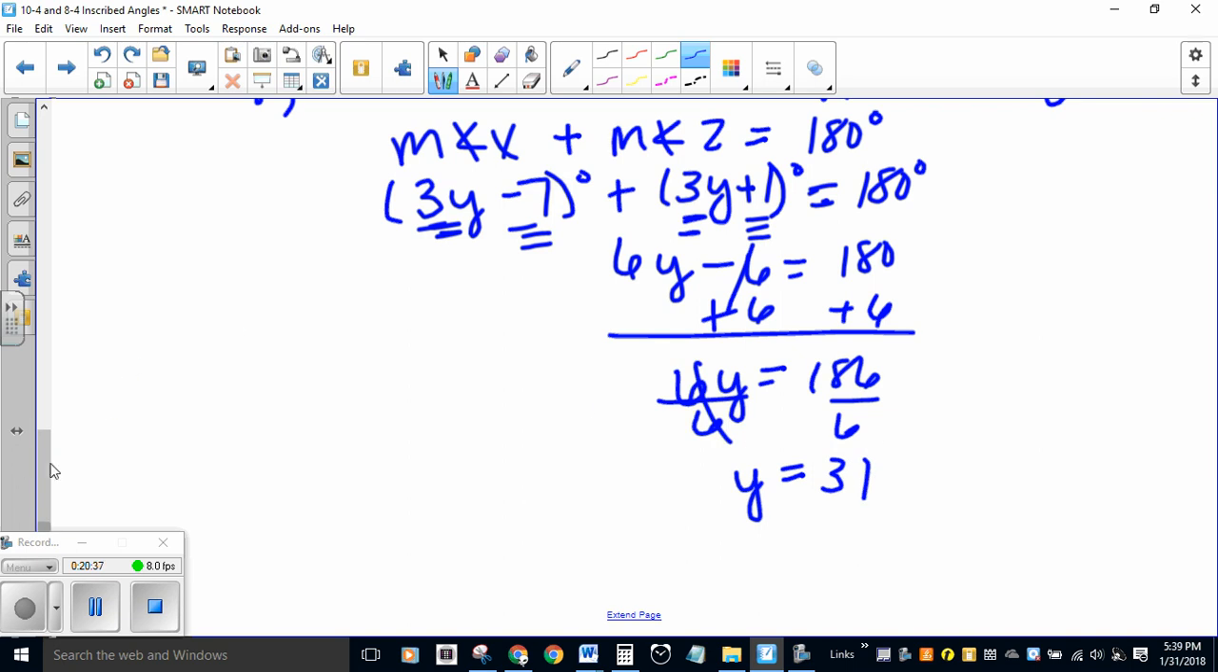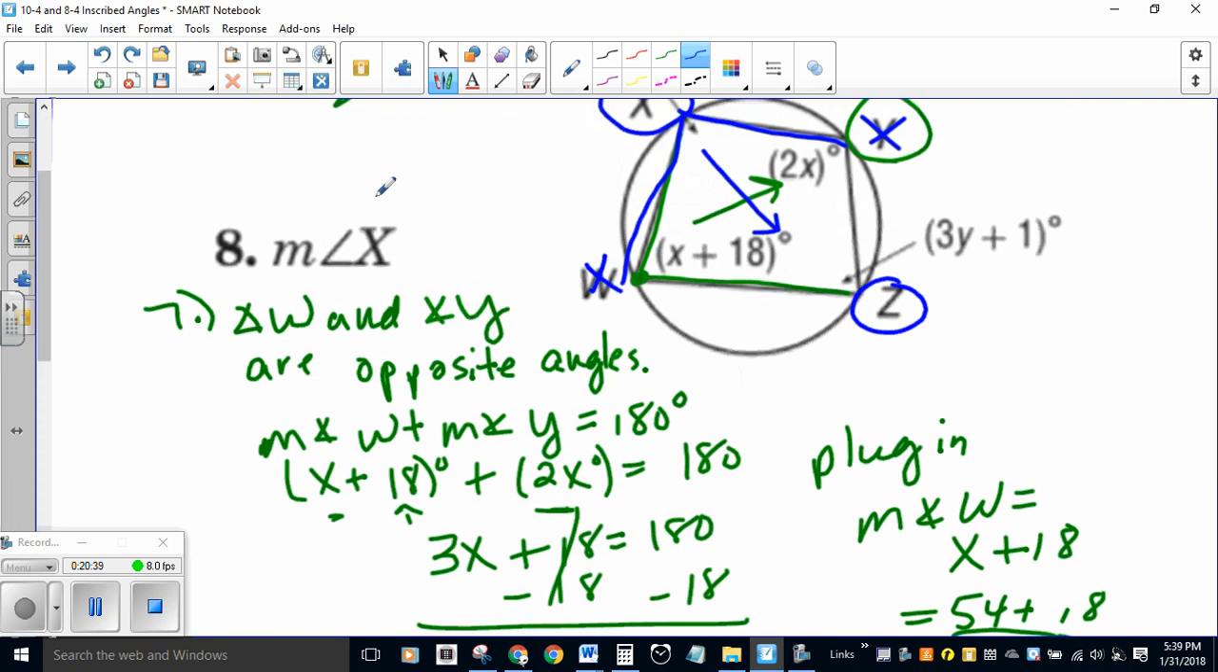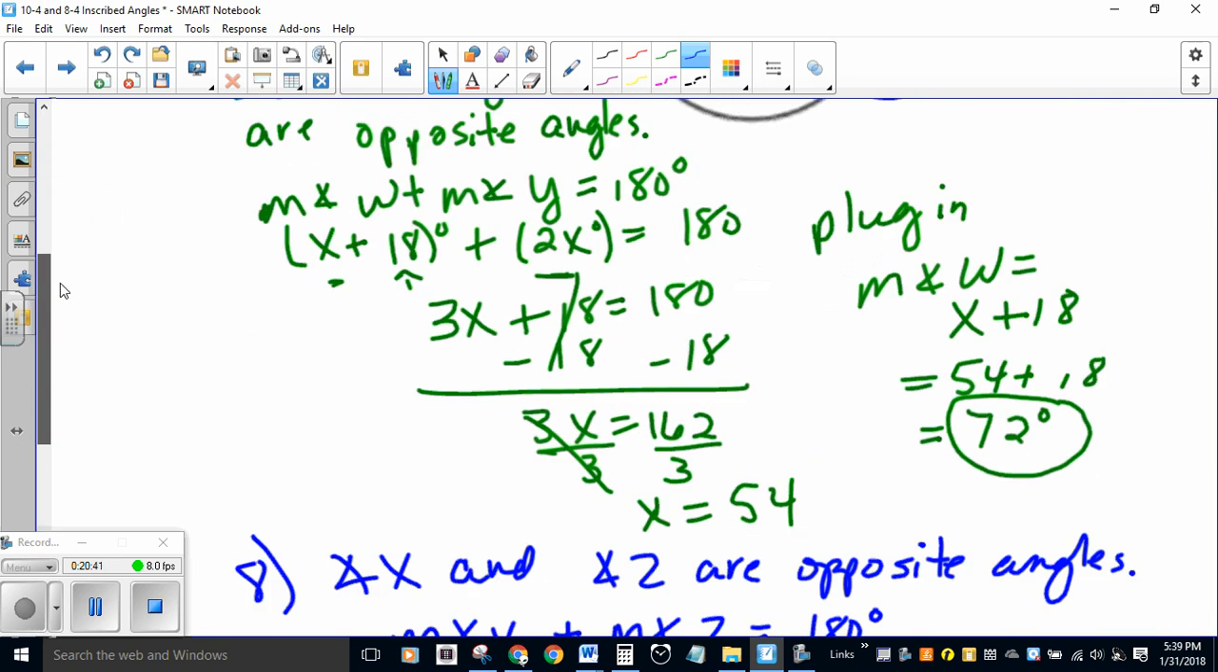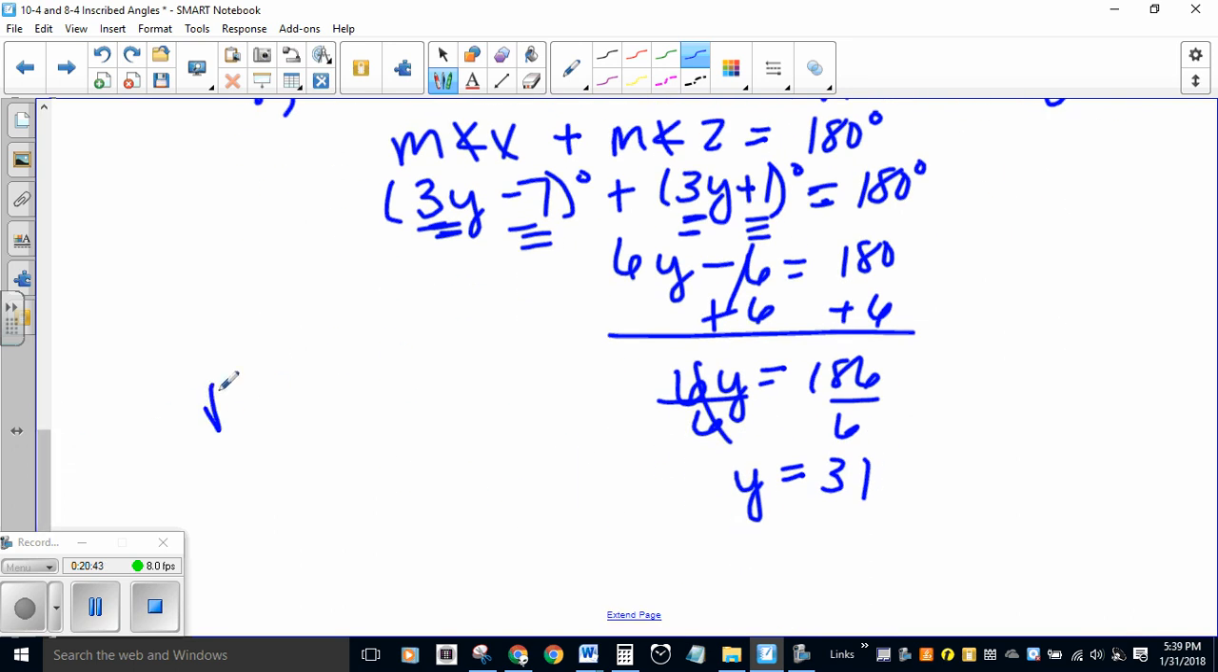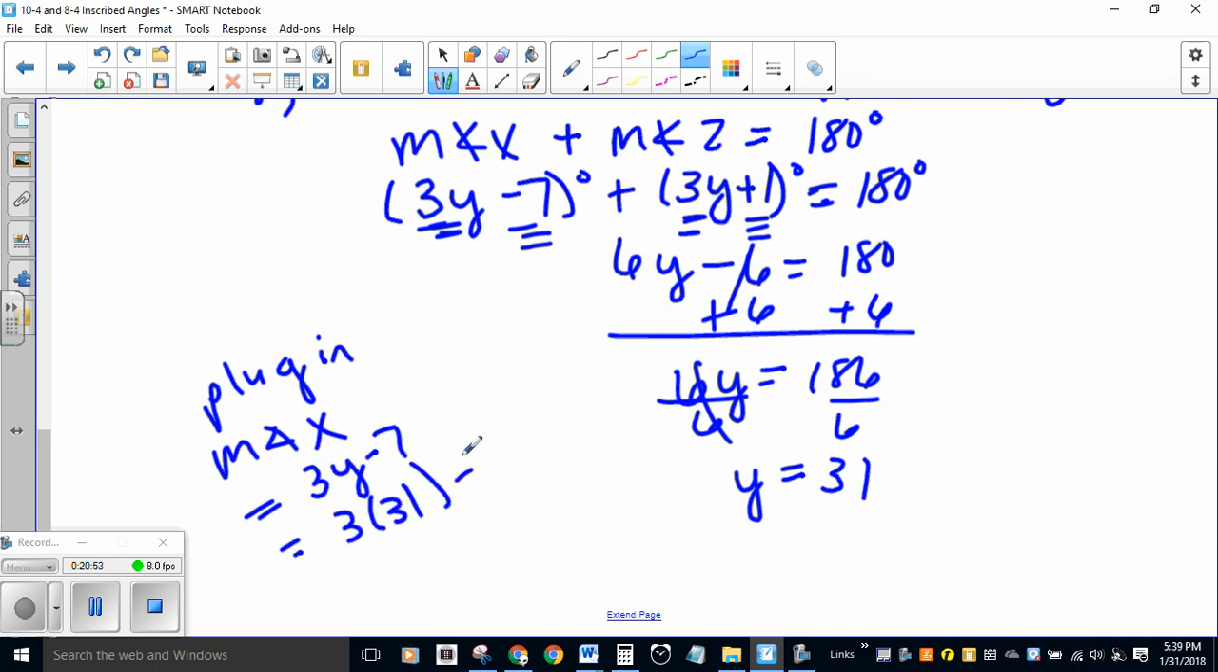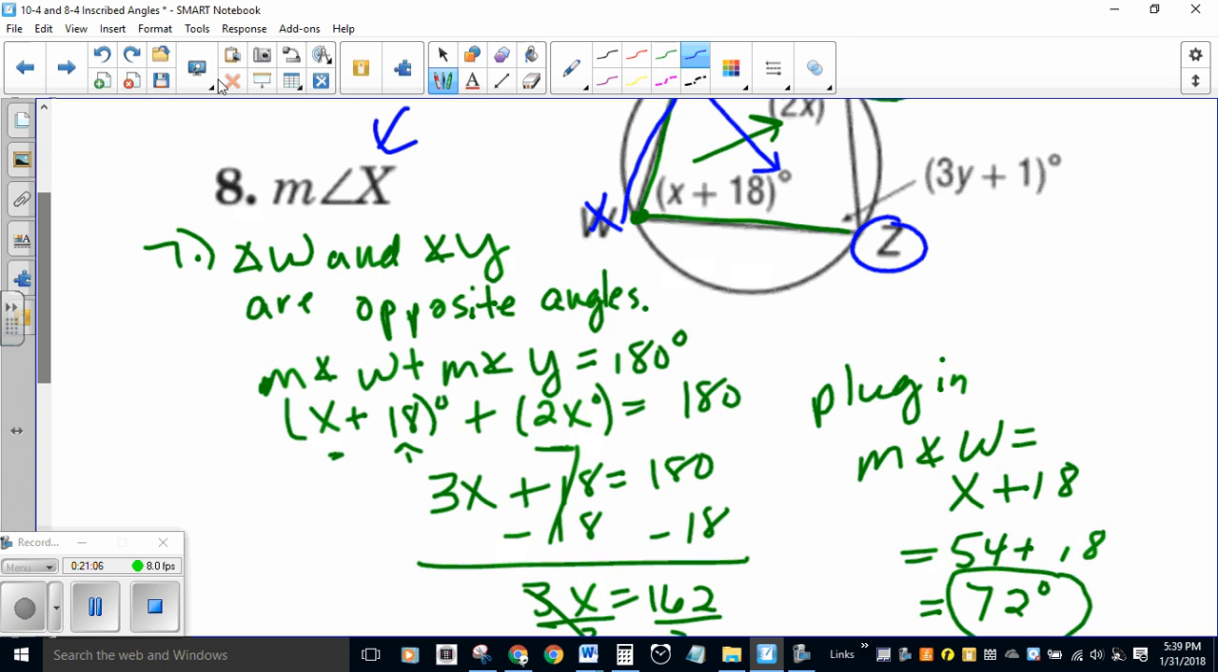I'm not done with the problem because it asks for the measure of angle X. So I'm going to plug in. The measure of angle X equals 3y minus 7. So I have 3 times 31 minus 7. So I have 93 minus 7, which is going to be 86 degrees. And that is what we learned today in class.